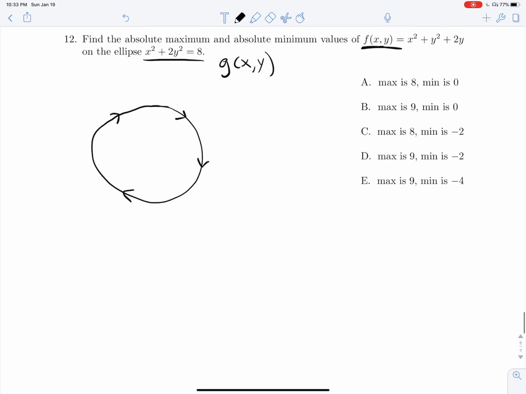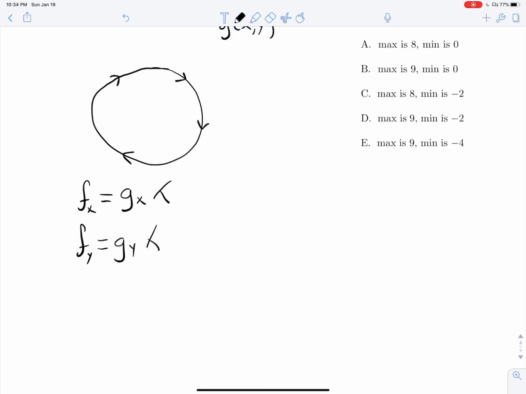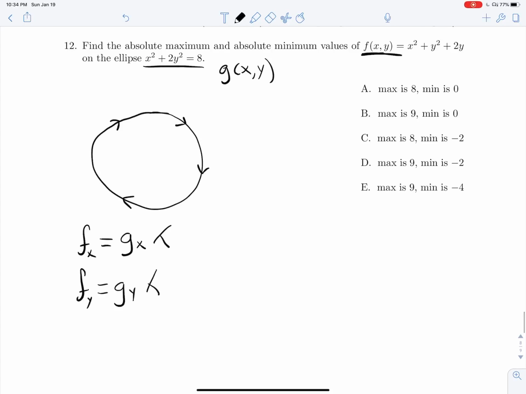Okay, so what are we setting up for this? Well, we're going to set up fx equals gx times some constant lambda. And I'm never sure if I'm actually drawing my lambdas backwards, or if I'm drawing them the right way or the wrong way. Someone should let me know. And then fy equals gy lambda. And this lambda is a constant that allows us to set these equal to each other. You'll kind of see how it goes.